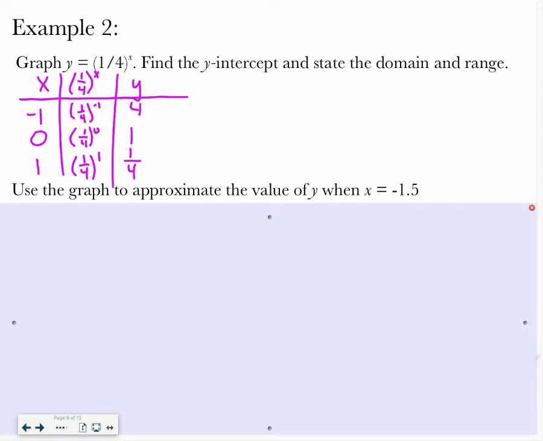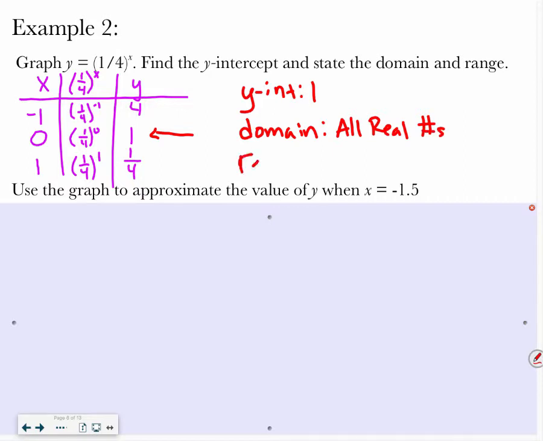Okay, so let's look. My y-intercept is when you plug 0 into your function. So my y-intercept, again, is 1. My domain, it doesn't matter what numbers I plug in, I will always get a number out, so I can say all real numbers. And my range, again, this time my higher numbers are my negatives, my lower numbers are my positives. When I plugged a +1 in, I got a 1/4. When I plugged a -1 in, I got a 4. So my range, though, is still positive numbers. It's y is greater than 0.